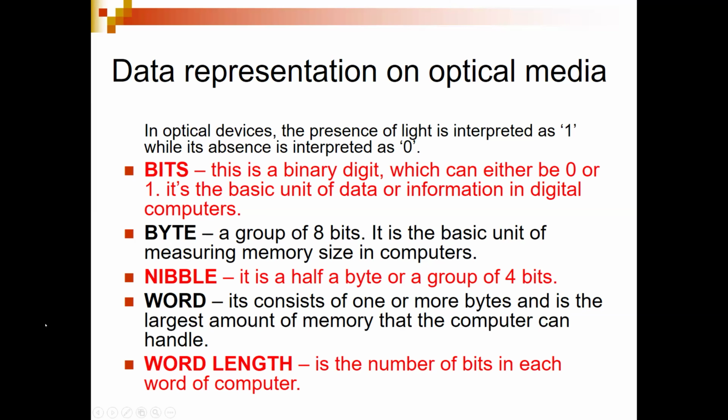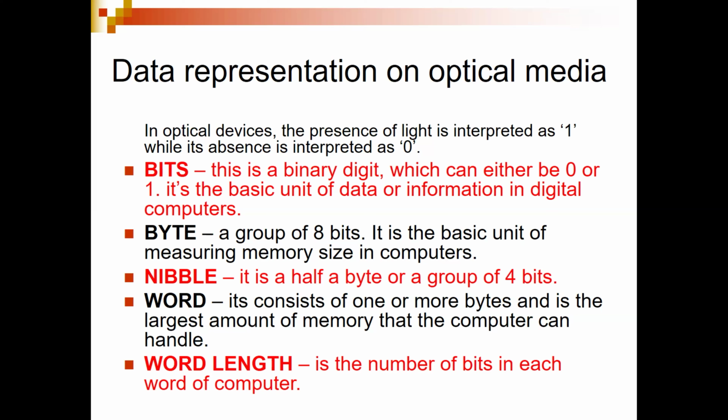So look at the last definition that we have there. Word length, the number of bits in each word of a computer. So a 64-bit computer means that the channels that interlink devices or internal components like the CPU and the RAM have 64 wires. Therefore, how many bits can be transmitted at a go? 64 bits.